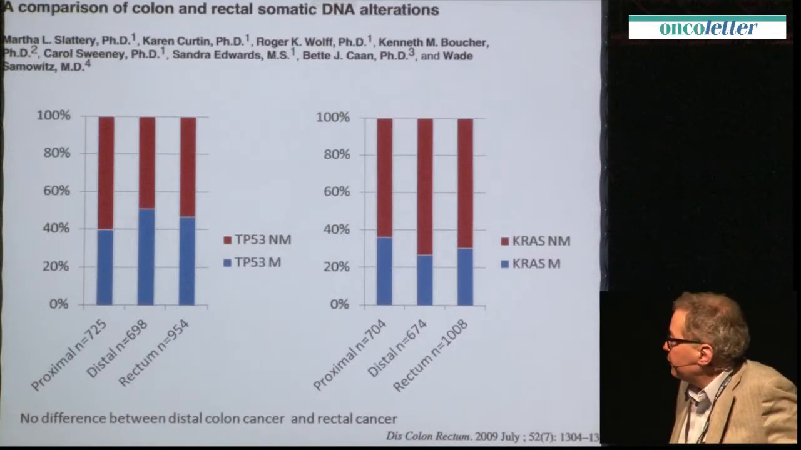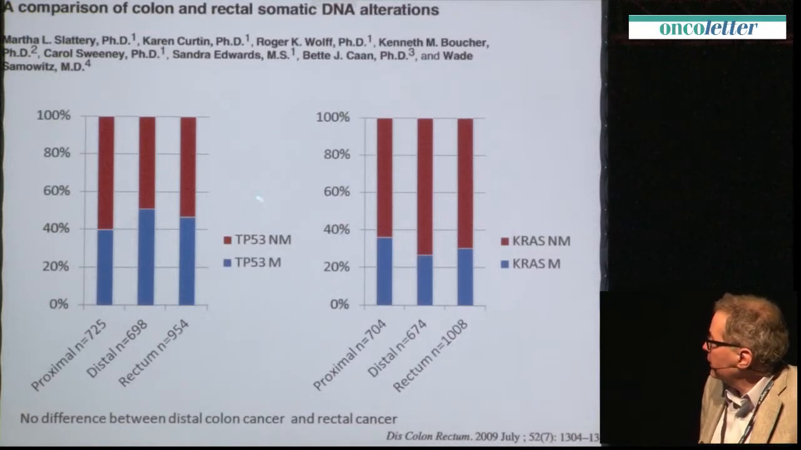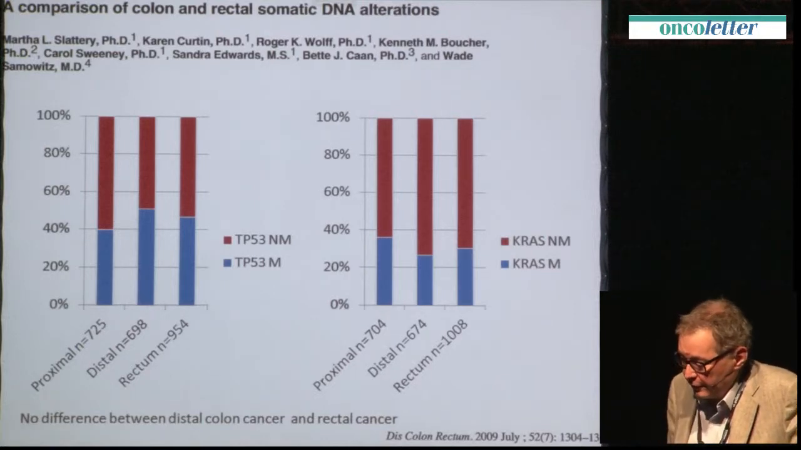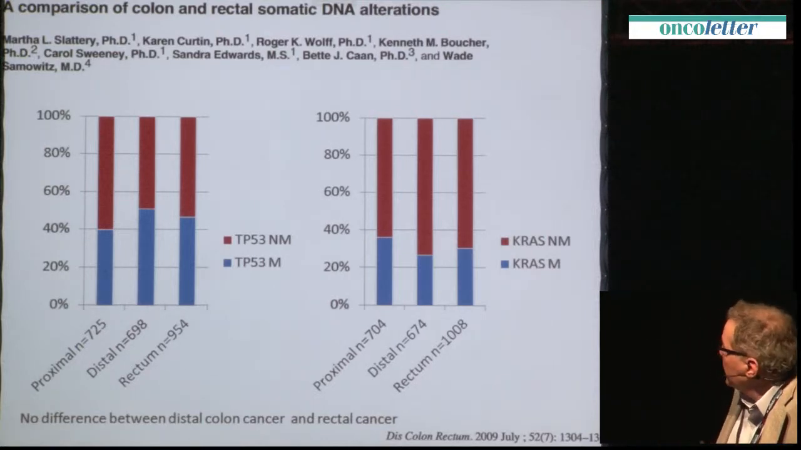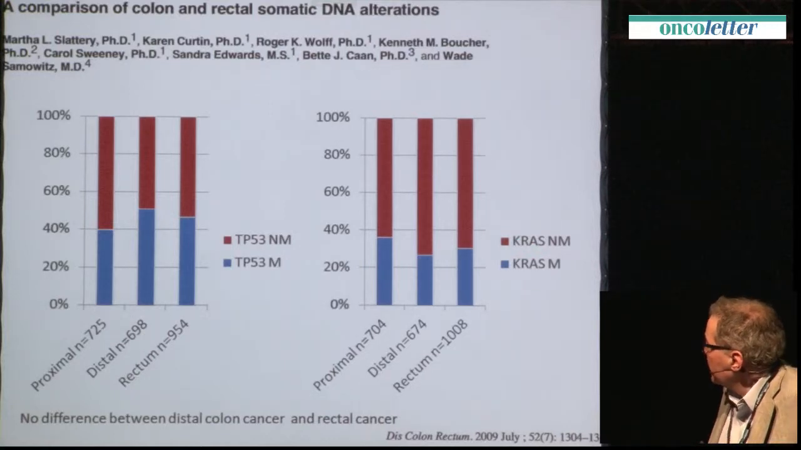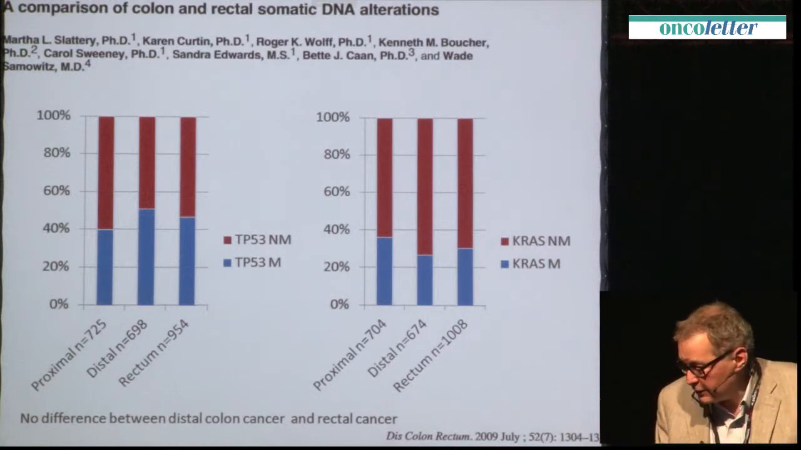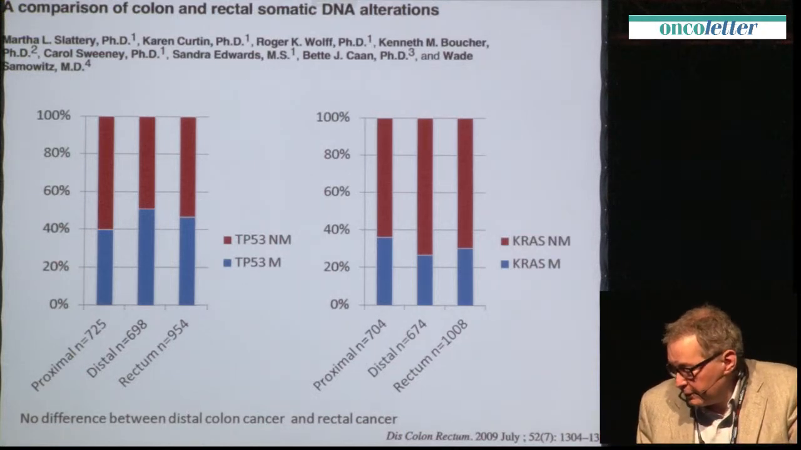This is the same thing for P53: in blue P53 mutated tumors, and in red P53 non-mutated tumors. There is no significant difference in the frequency of mutation, and this is quite the same for KRAS mutation. Maybe there are more KRAS mutations in the proximal part than in the distal or the rectal part of the colon.